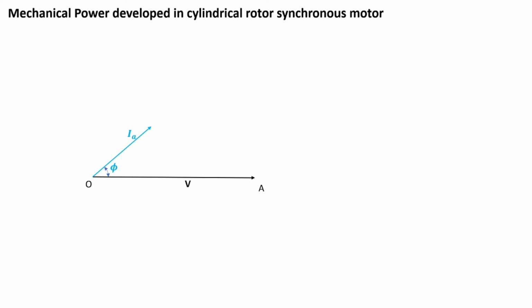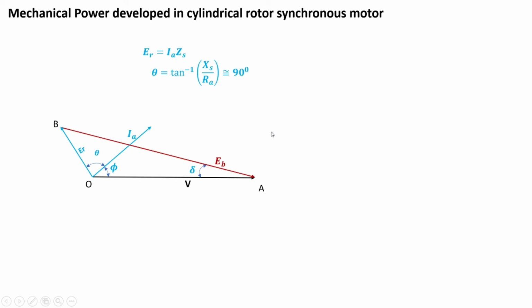This voltage drop leads the armature current by an angle theta, where theta is equal to tan inverse Xs by Ra, which is nearly equal to 90 degrees. Joining A and B gives the back EMF or excitation EMF EB. The angle between AB, that is EB, and V is delta, the load angle or power angle.